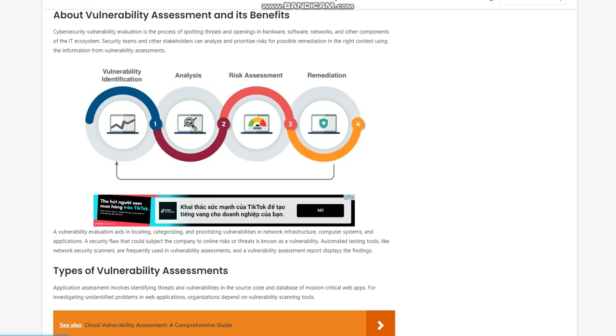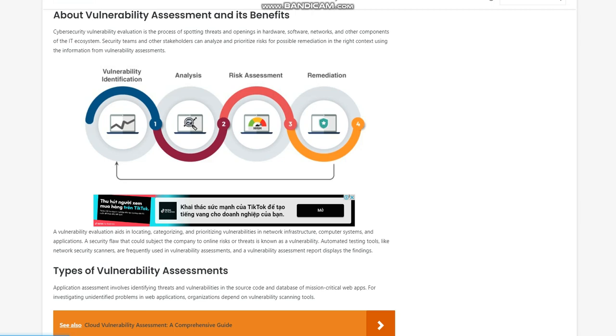Application assessment involves identifying threats and vulnerabilities in the source code and database of mission-critical web apps. For investigating unidentified problems in web applications, organizations depend on vulnerability scanning tools. Host assessment analyzes security holes in servers, computers, and other network hosts.